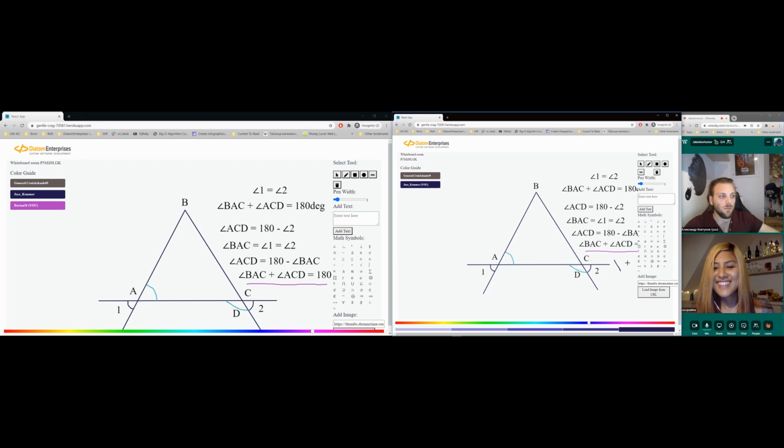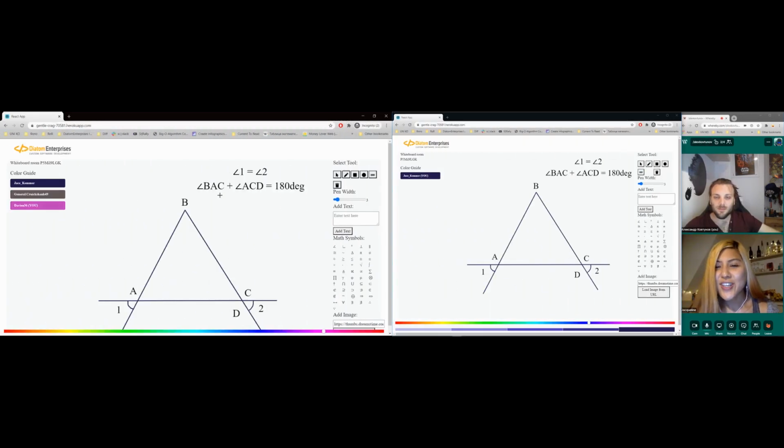Great. So let's try another geometry question. Do you see the triangle on the screen? Yeah. Okay. So for this geometry question, angle 1 is set to equal angle 2. And for this problem, I need you to prove to me that angle BAC plus angle ACD is equal to 180 degrees. Okay, clear.